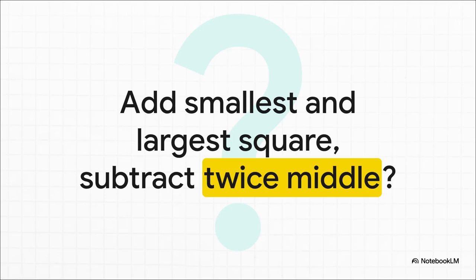All right, let's kick things off with a quick mental challenge. Think of any three consecutive square numbers. Let's start with something really simple, like 1, 4, and 9. Now, what happens if you add the smallest and the largest of those squares together, and then subtract twice the middle square from your total?